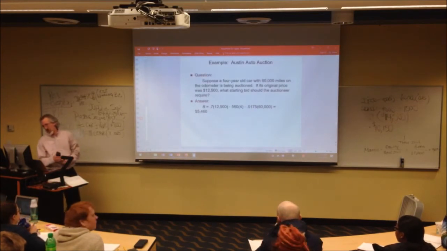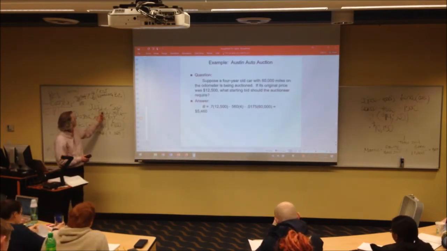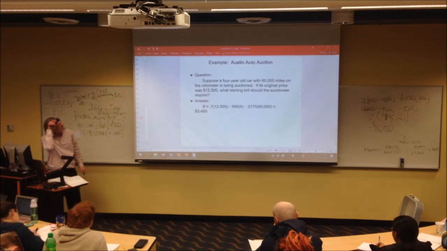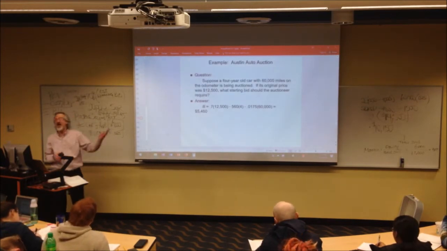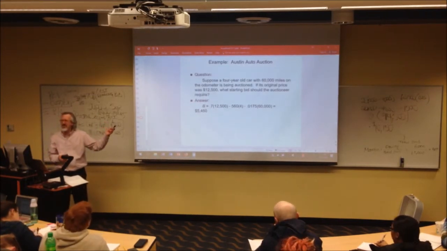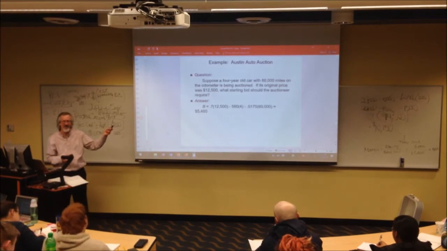Suppose a 4-year-old car with 60,000 miles, just a coincidence, the original price is 12,500. There's no car that was 12,500 originally.